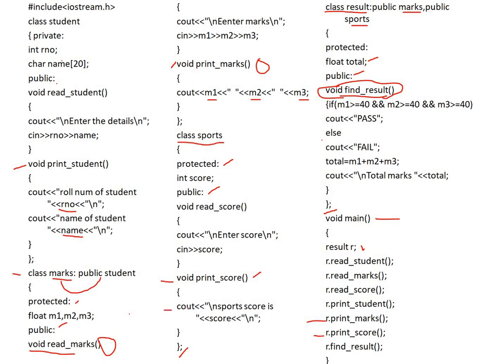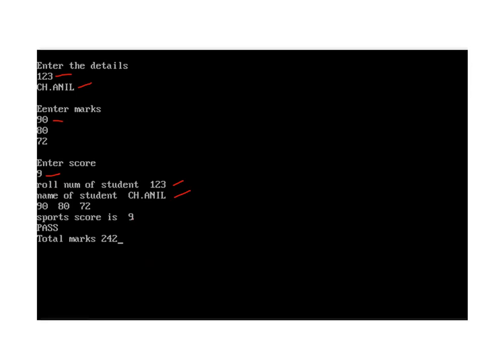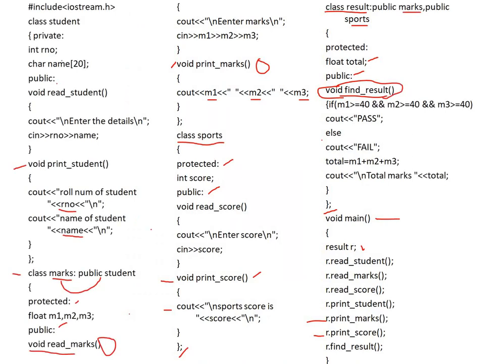If it is available, the statements within the print_score get executed. Fortunately here we have only one statement, that is cout << "\n sports score is". We have written sports score is within the double quotes << score, so it displays the sports score is, then followed by score. The sports score is what? 9, right? Next, after execution of this statement, immediately execution control goes back to the next statement, that is r.find_result. The find_result member function is invoked by using r.